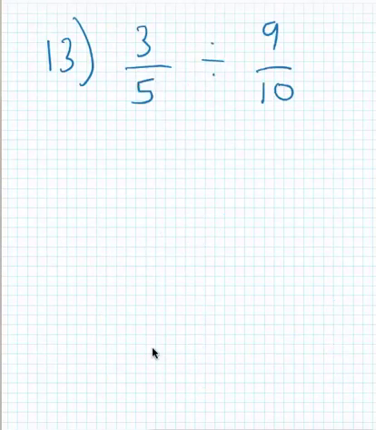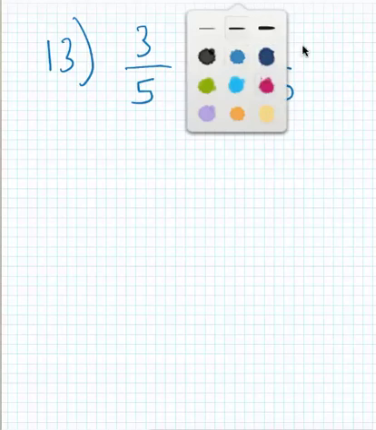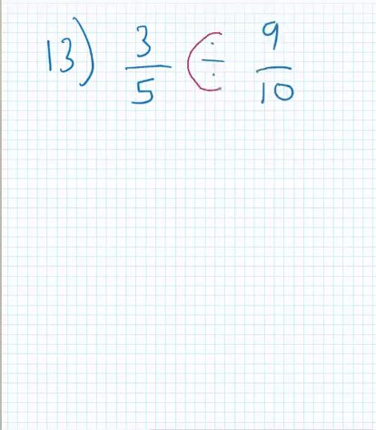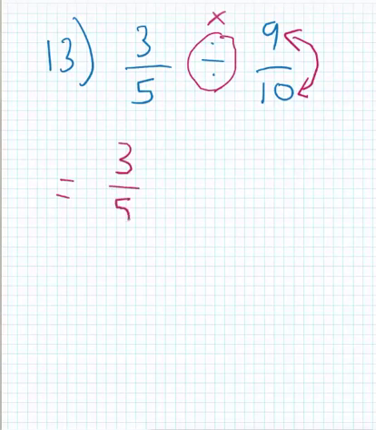Let's try another one. This one here, we can see we have division. So we need to turn division into times. So a trick is just circle your division to remind yourself we have to change it to times. And to do that, we must flip the 9 and 10. So put these arrows there if it helps you. So now 3 over 5 stays the same. I now have times because I flipped my 9 and 10, and I now have 10 over 9.